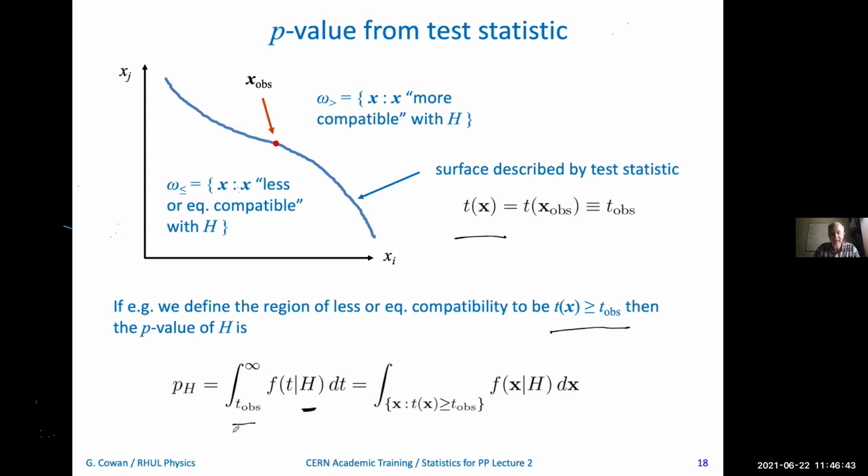All right, so that tells you how to find a p-value when you have a multidimensional problem, and I define the boundary of this region of equal or lesser compatibility using some test statistic.